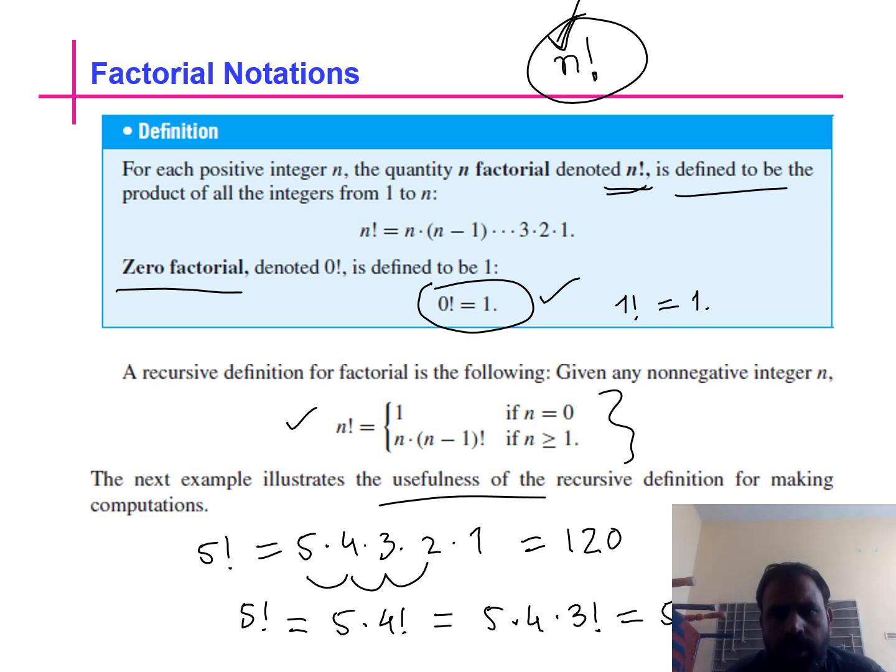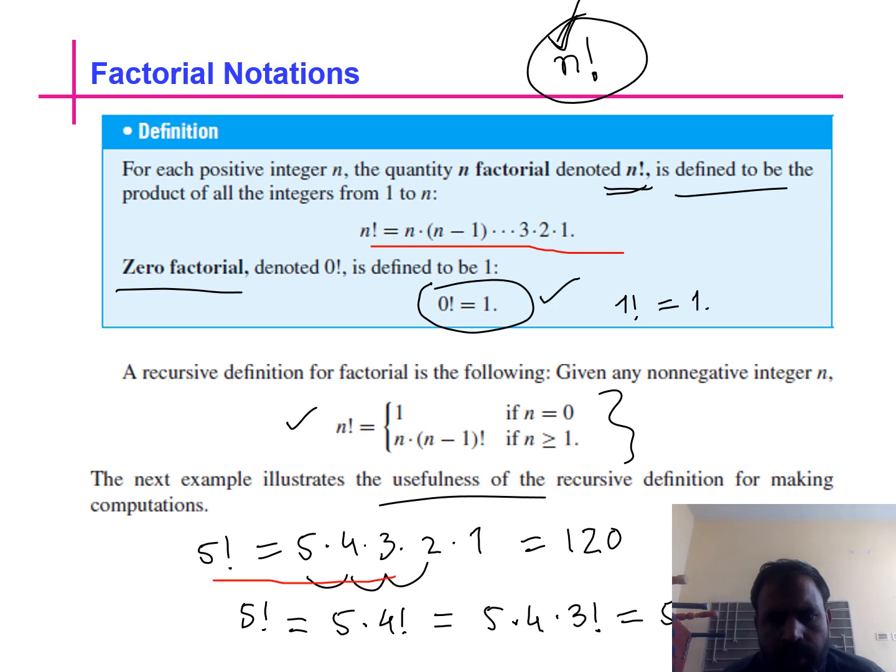And this was the factorial notation which we have discussed in the previous lecture. For each positive integer n, n factorial is defined as n into n minus 1 up to 1. It's also a recursive definition of the factorial: n factorial is equal to 1 if n is equal to 0, and if n is greater than or equal to 1, then this will become n into n minus 1 factorial. The next example illustrates the usefulness of the recursive definition for making computations.